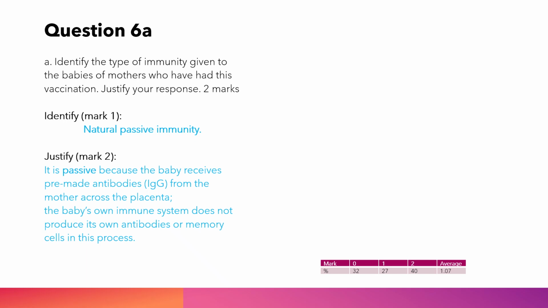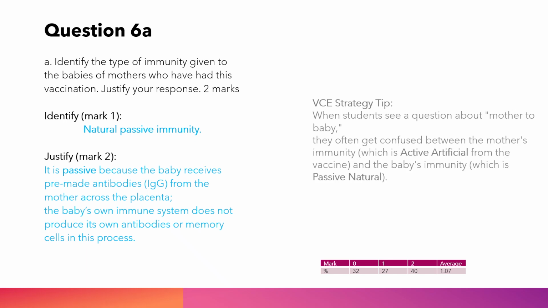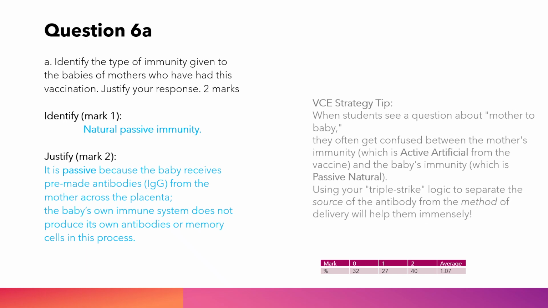VCE strategy tip. When students see a question about mother to baby, they often get confused between the mother's immunity, which is active artificial from the vaccine, and the baby's immunity, which is passive natural. Using your triple strike logic to separate the source of the antibody from the method of delivery will help them immensely.